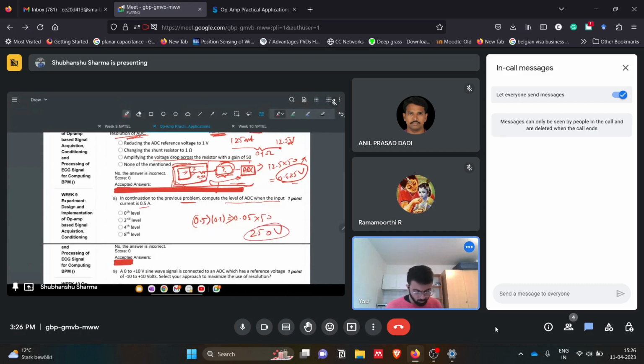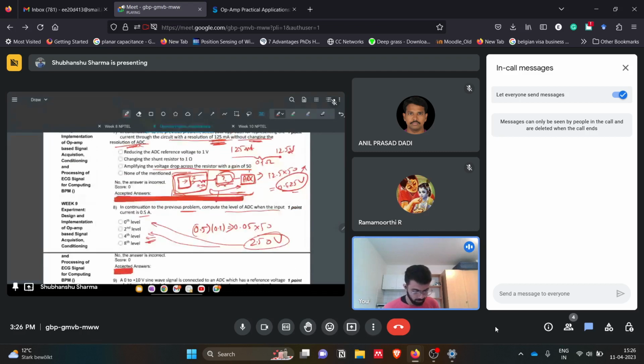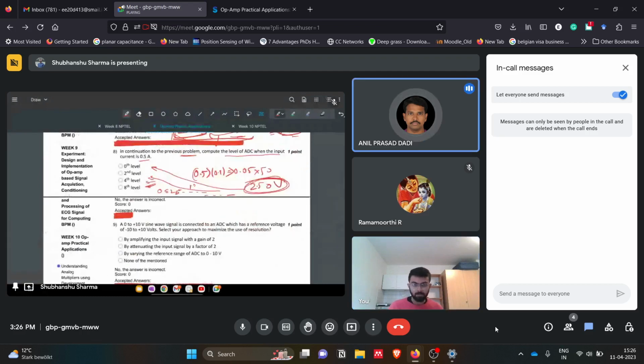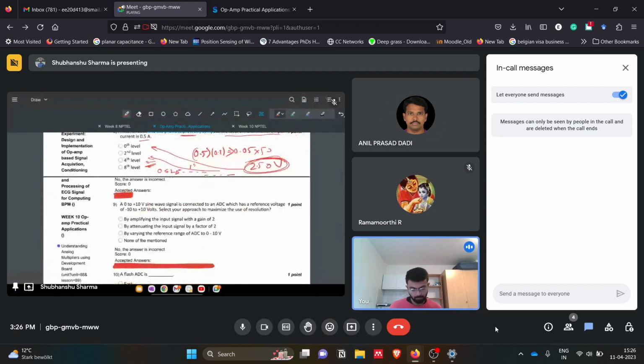So you can check which level the 2.5 volt is on, like 0 to 4 or 8. That is based on the resolution, so 0.625. Similarly, you can go to the first level, second level, third level, like this, and you can get where you are getting the 2.5 voltage. So you can answer this also. I think this is also okay. This eighth question. So ninth question.